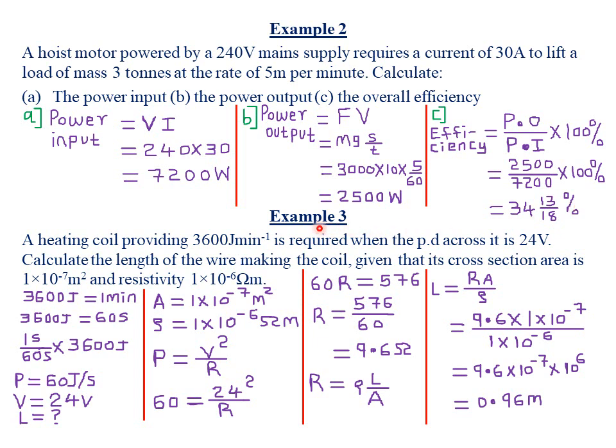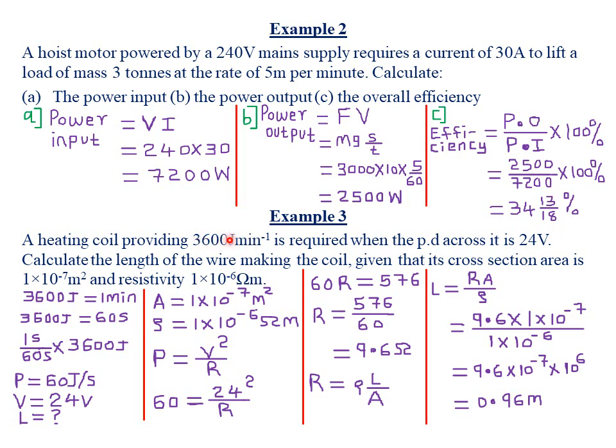Then example 3 reads that a heating coil providing 3,600 joules per minute is required when the potential difference across it is 24 volts. So the first thing, we just highlight the values or the quantities that we are given. First of all, we are told that a heating coil is providing 3,600 joules per minute. We know that joules per second are the other units for power.